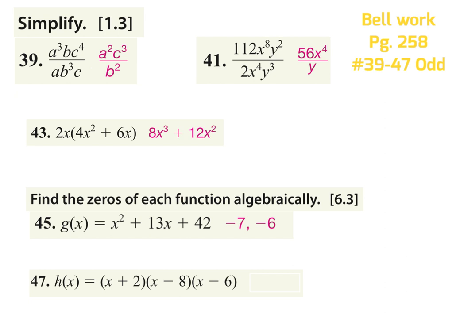When it's already factored for you like this, all you have to do is set each one of these equal to 0, and you will get your zeros of your function. So if it's already factored, it's nice and easy. Subtract 2, you get a negative 2. Add 8, add 6. So these are your 3 zeros for that one.